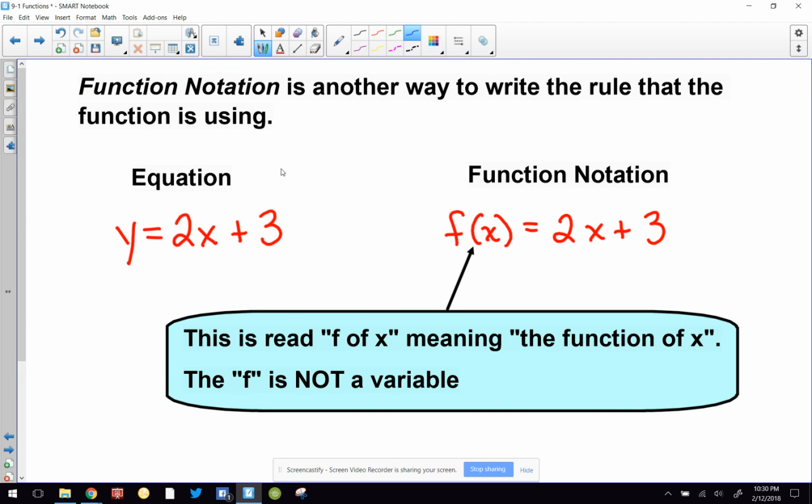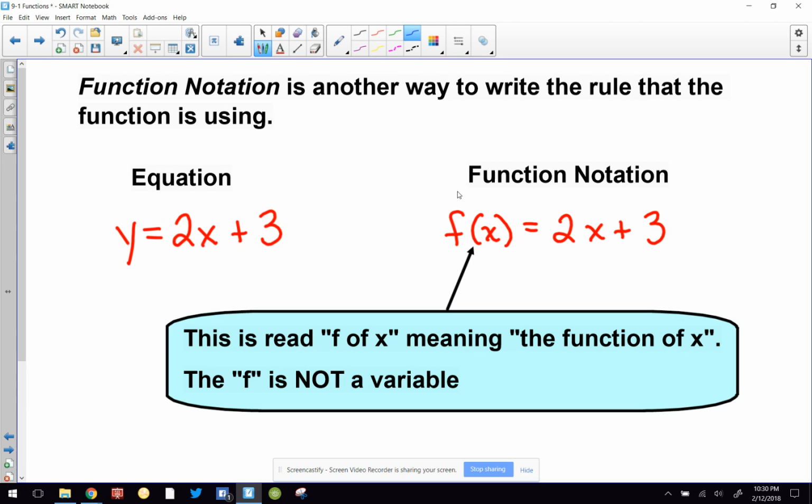One thing to add to this is something called function notation. This is just another way to write the rule that the function is using. So we have been writing our functions in the form of an equation, y equals. Function notation is a little bit different, and it's written like it is on the right-hand side here, where this is read f of x equals 2x plus 3 instead of y. So we replace the y with an f of x, which means this is a function of x. This does not mean f times x, that's what it kind of looks like, but in function notation it's not.